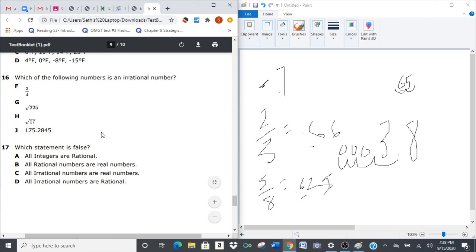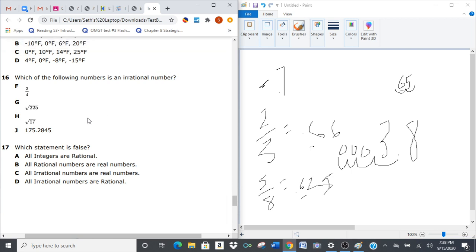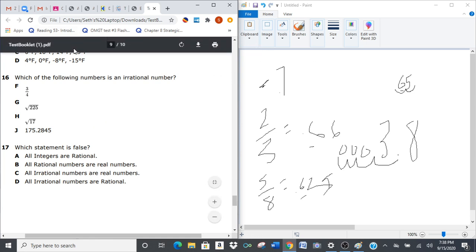Which of the following numbers is an irrational number? So you would ask yourself, can you put it into a ratio? Because if you can, that tells you it is a rational number. So you go F, 3/4. Well, that's already a ratio, so it can't be F, because F is rational. G, you do the square root of 225, which would be 15. 15 times 15 equals 225.